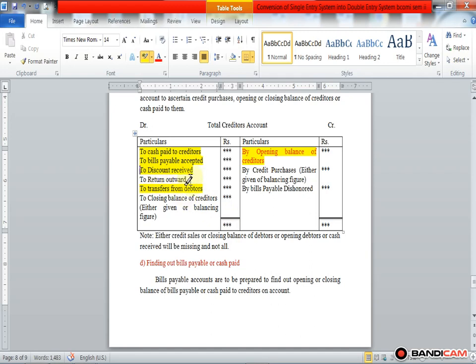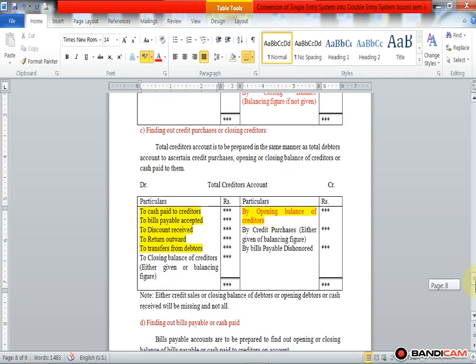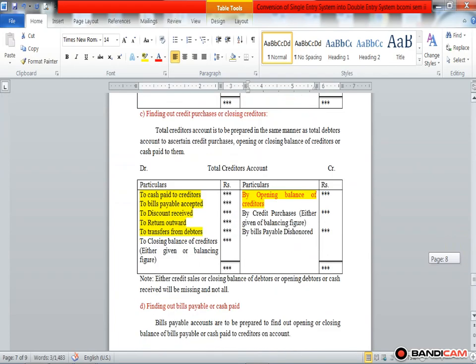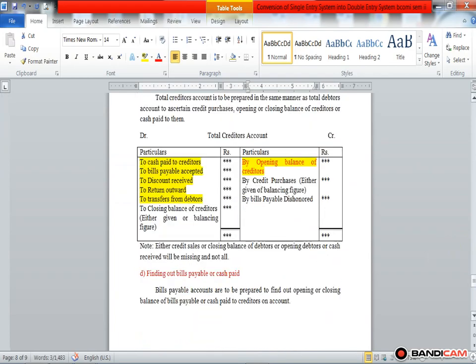Return outward. Return outward is transferred to the debit side of the creditors account, whereas return inward is transferred to the credit side of the debtors account. So remember this: we are preparing the creditors account opposite to the debtors account. Discount received is on the debit side, while discount allowed is on the credit side of debtors.